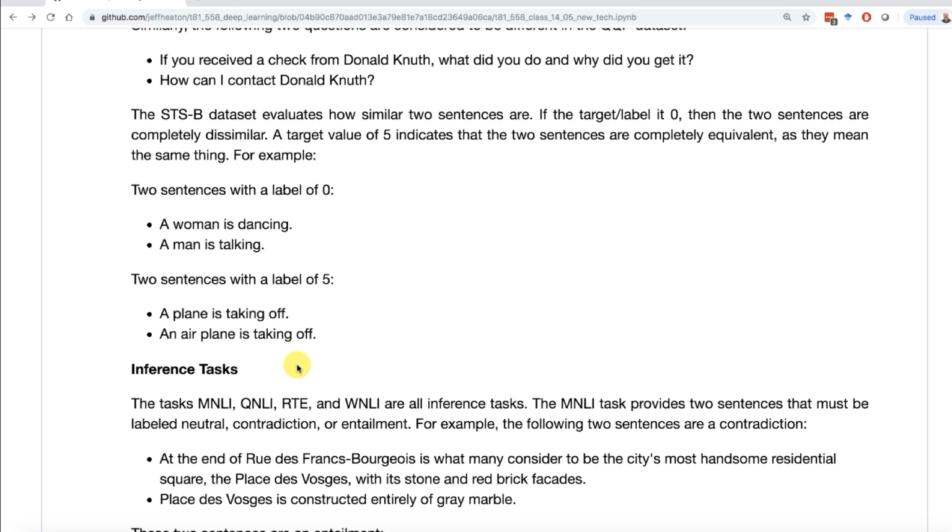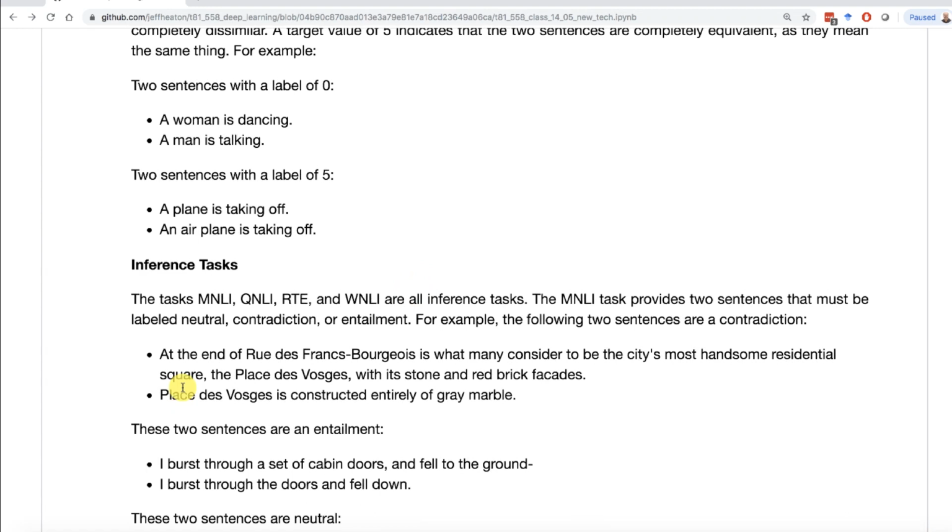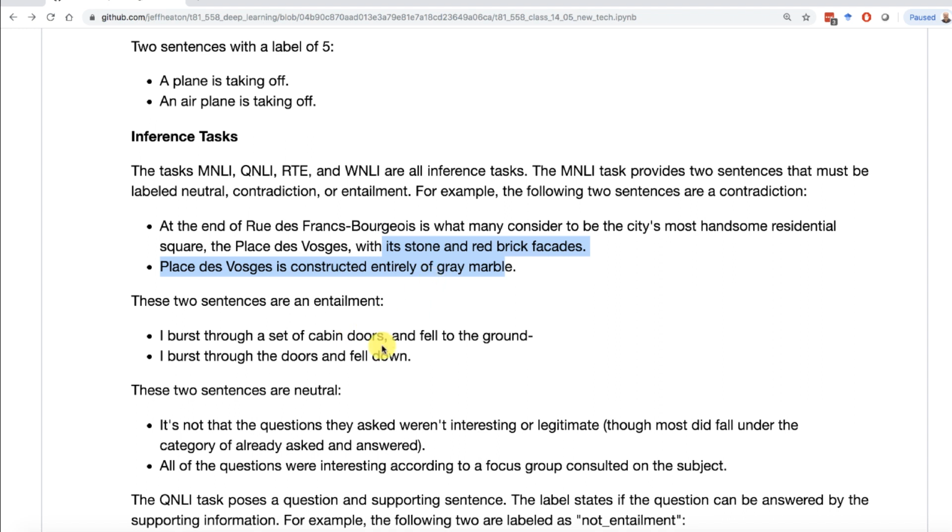There are also inference tasks. This looks at doing some inference on sentences and asking questions about those. We have the MNLI, QNLI, RTE, and WNLI. The MNLI provides the 2 sentences and they're labeled either neutral, contradiction, or entailment. These are a contradiction. "At the end of the Rue des Francs-Bourgeois is what many consider to be the city's most handsome residential square, the Place des Vosges, with its stone and red brick facades." "Place des Vosges is constructed entirely of gray marble." Okay, this contradicts. These two sentences are entailments. "I burst through a set of cabin doors and fall to the ground."